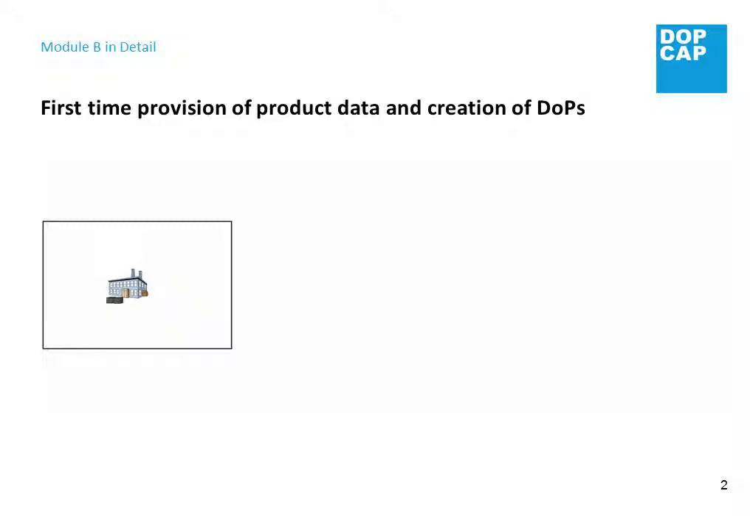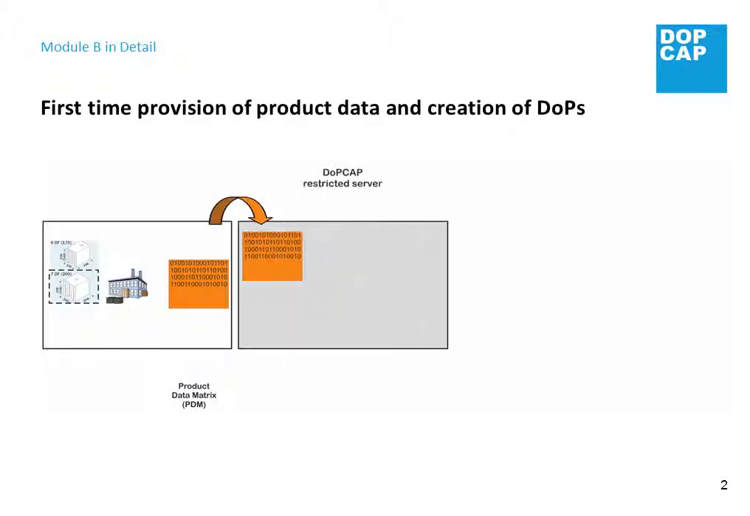So at the beginning we have the manufacturer who looks at his products. Product by product he will collect the data, so the performances basically, and whatever information is needed to create the DOP, and write that information into the so-called product data matrix. He will do so product by product until he's finalized all his set of products.